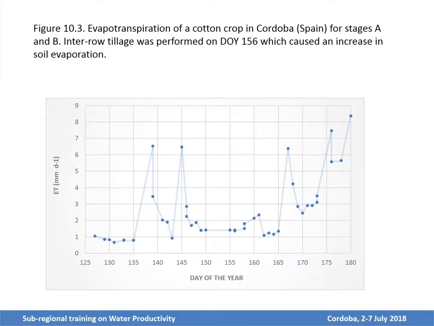Here we see one possible effect of the special conditions of a given year on the actual evapotranspiration, and therefore on the crop coefficient. Here we see values of evapotranspiration of cotton during stage A, which is the initial stage, which would go from here to here, and then we have the increasing stage. But here and here we have rainfall. This clearly shows that after rainfall, the crop coefficient increases quite a lot as the soil is wet and we are in stage one evaporation.